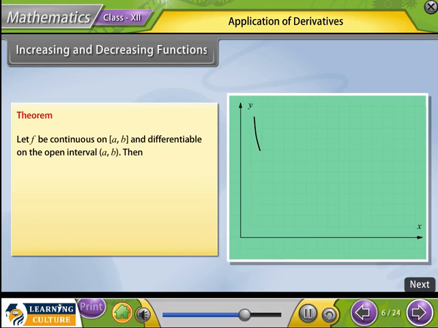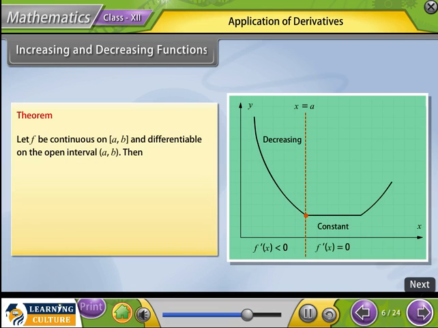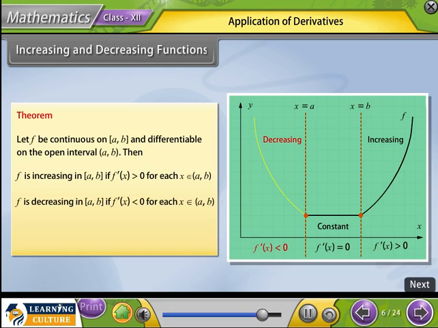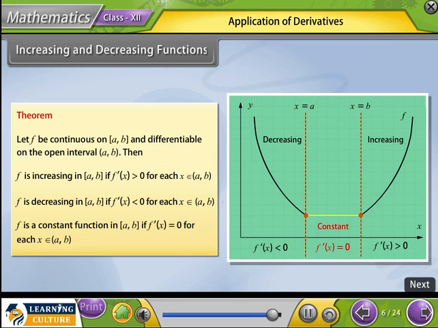Theorem. Let f be continuous on a closed interval a, b and differentiable on the open interval a, b. Then, f is increasing in closed interval a, b if f dash x greater than 0 for which x belongs to open interval a, b. F is decreasing in closed interval a, b if f dash of x less than 0 for each x belongs to open interval a, b. F is a constant function in closed interval a, b if f dash of x is equal to 0 for each x belongs to open interval a, b.